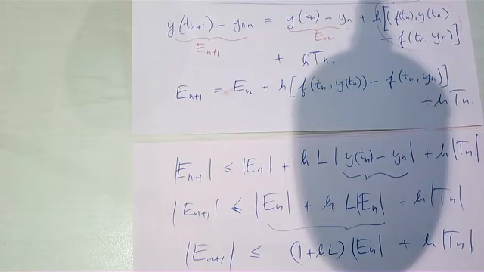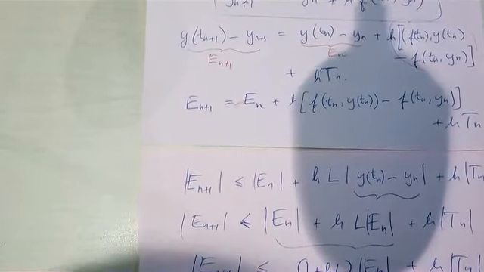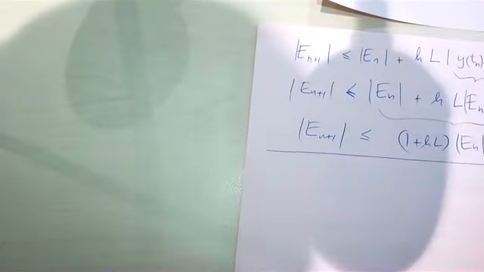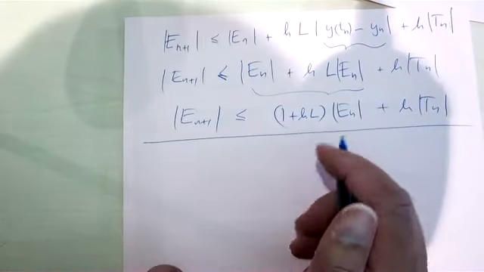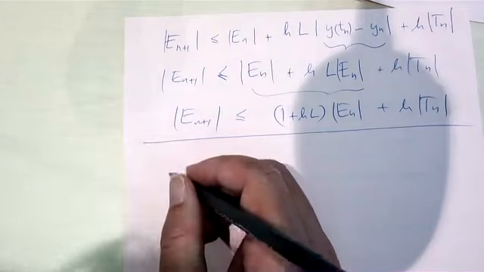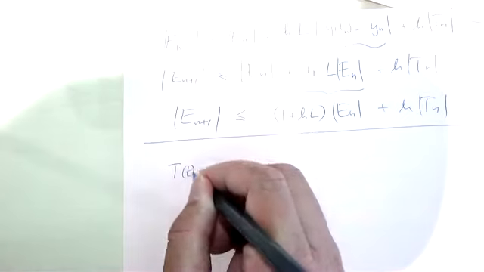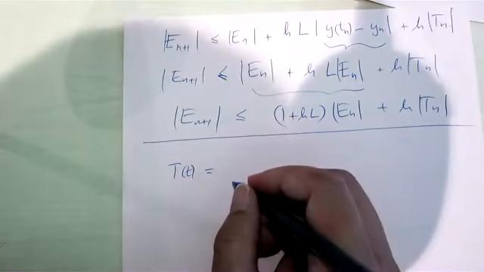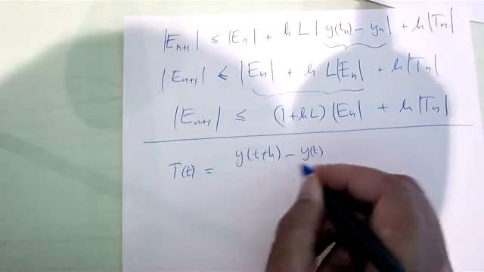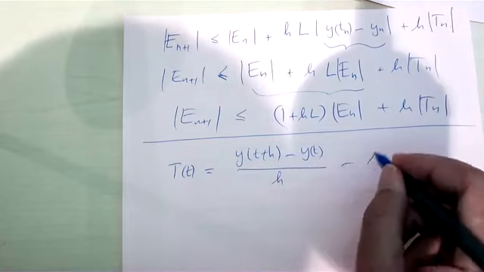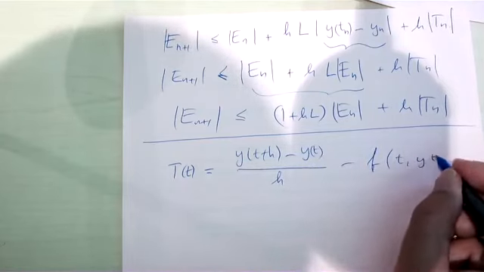Okay, so we just stop here because we want to estimate Tn separately. Tn is the local truncation error. We will resume this after we estimate Tn. Now suppose capital T is the local truncation error: (y(t+h) - y(t))/h - f(t, y(t)).